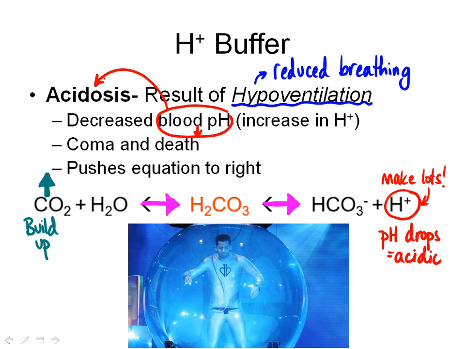You've got to be a bit careful because sometimes people get mixed up with which way the pH is going. When it goes down, you're more acidic. So decreased blood pH due to an increase in these H+ ions is acidosis.